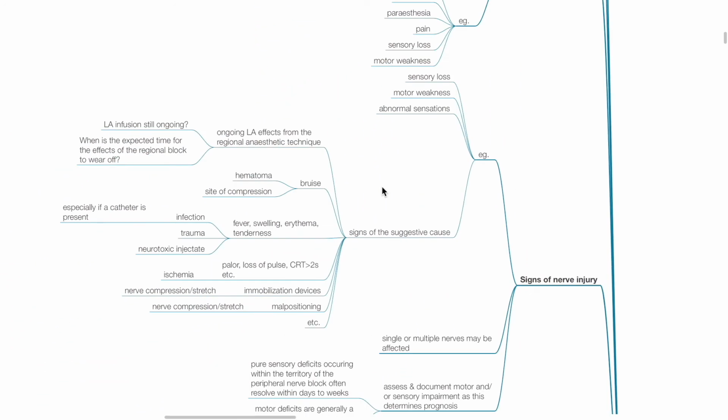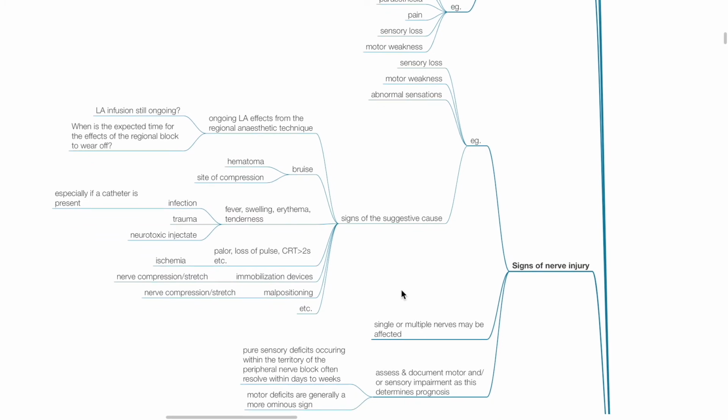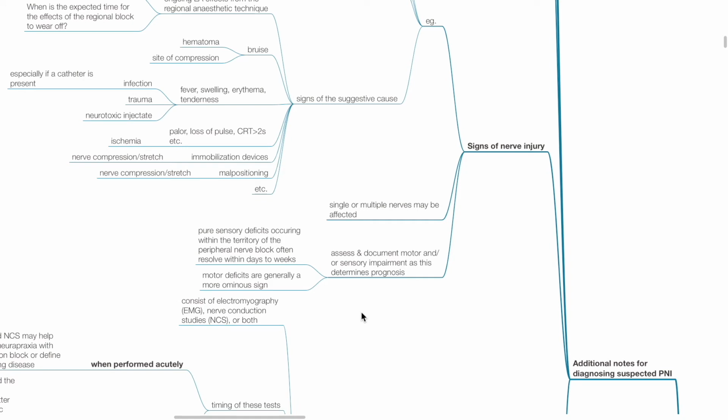Signs of nerve injury, for example, sensory loss, motor weakness, or abnormal sensations. Signs suggestive of cause, such as ongoing LA effects. Bruise may indicate hematoma or site of compression. Fever, swelling, erythema, or tenderness may indicate infection, trauma, or neurotoxic injectate. Pallor, loss of pulse, and CRT more than 2 seconds may indicate ischemia. Immobilization devices may cause nerve compression or nerve stretch, as does malpositioning. Single or multiple nerves may be affected.